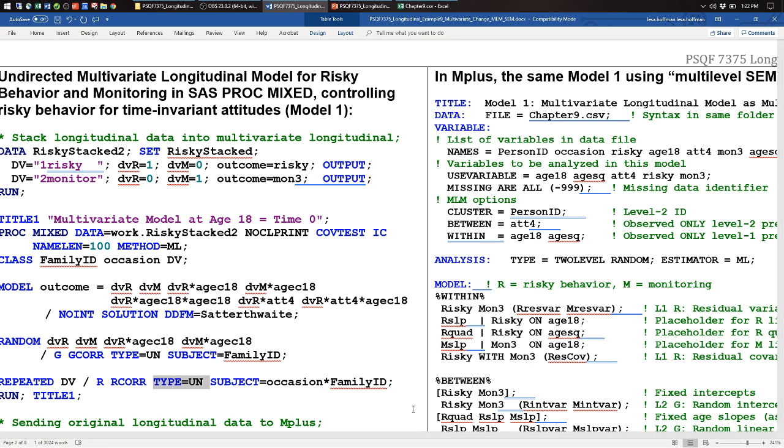So the first line under within is asking for residual variances for risky and monitoring. That's the diagonal of R. The covariance between them then is the off diagonal of R that is added when you switch to type equals UN for your R matrix on the repeated line.